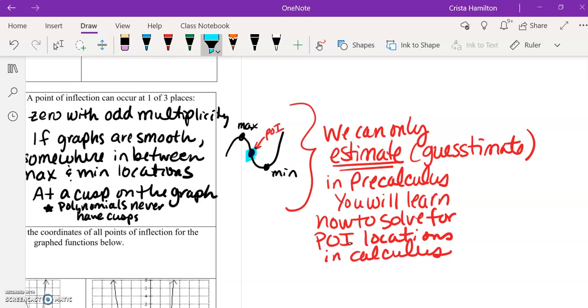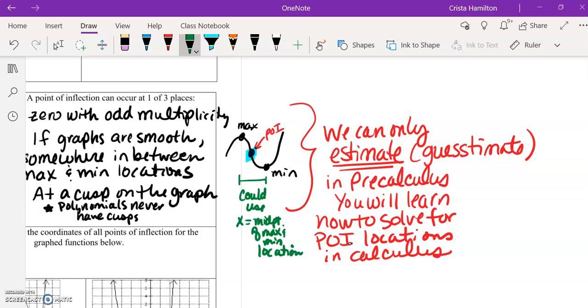So typically, if you're asked this question, you are going to be allowed to simply estimate from the graph, or you may be given the point and told this is a point of inflection. Sometimes what people do is estimate the point of inflection using the midpoint between the max and the min, because that's always a good estimate. It's not, but it doesn't necessarily have to be that. So we'll just say you could use x equal to the midpoint of the max and min locations, but that's not even necessary.